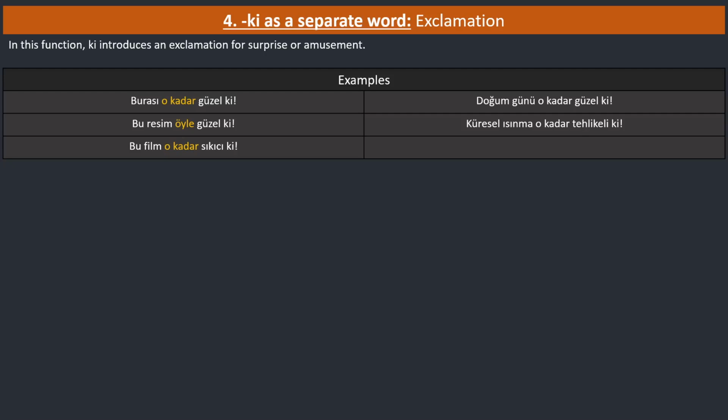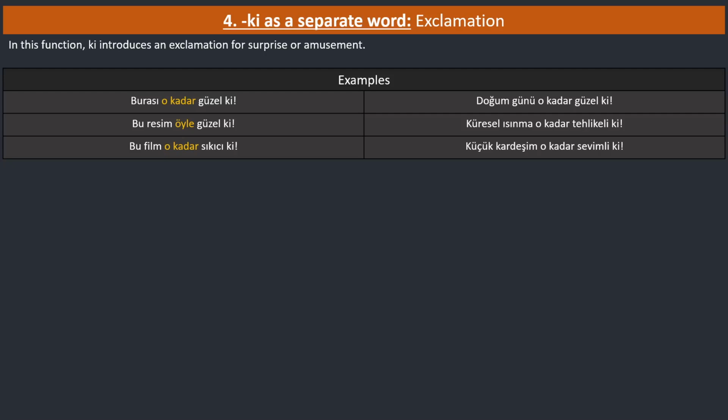Tuhaf ki or garip ki. Both of them work here. Burada ikisi de olur. You can use them pretty much the same. Tuhaf ki, garip ki. Yes. Küçük kardeşim o kadar sevimli ki. My little sibling is so cute. Yeah, that works. Küçük kardeşim o kadar sevimli ki. My little sibling is so cute.